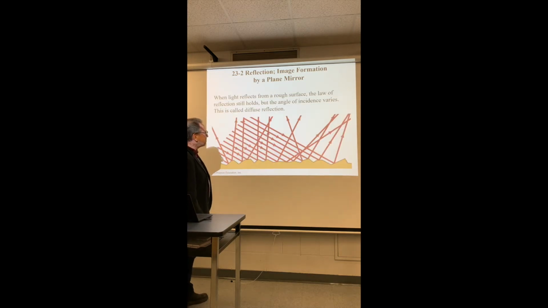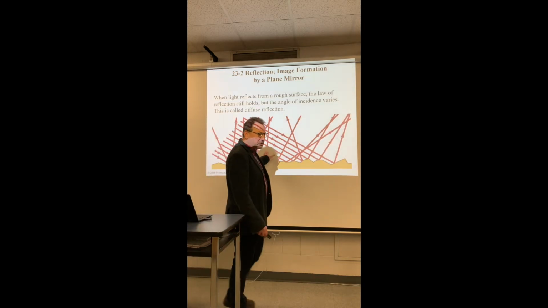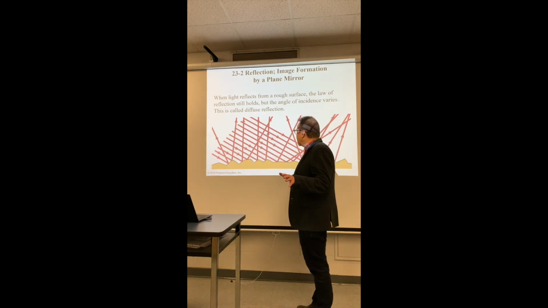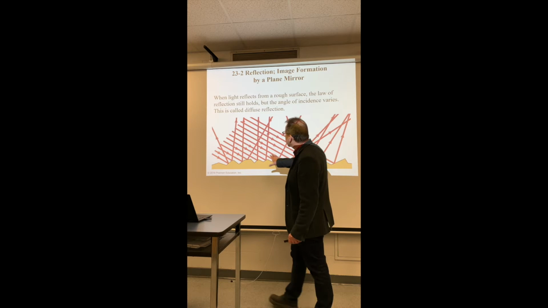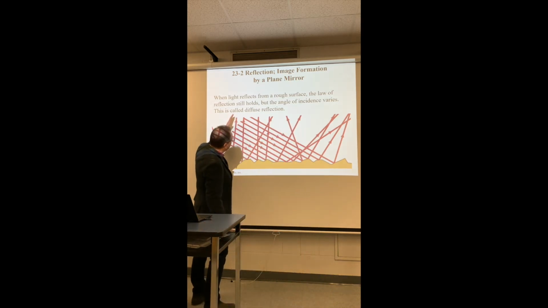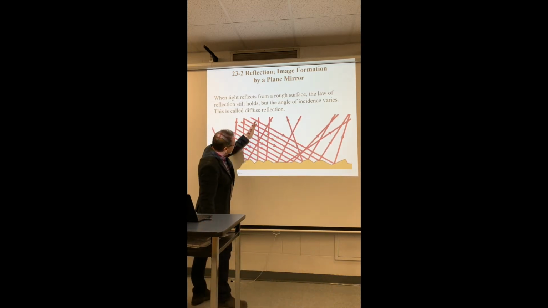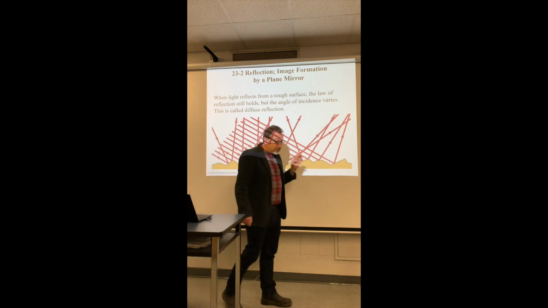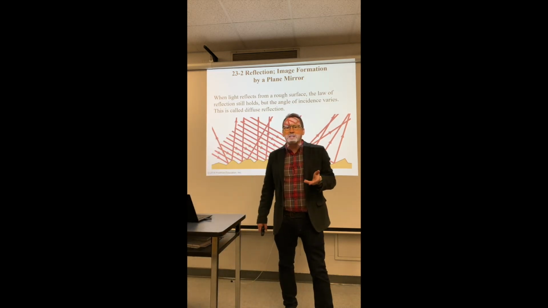We have two types of reflection. This is called diffuse reflection, and in this case we have light coming in. You can see there's a wave of light coming in this direction, but this surface is rough, so we get reflection in all directions. This is called diffuse reflection, and this is how we see things.